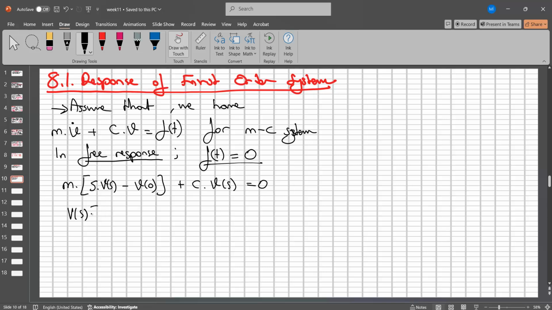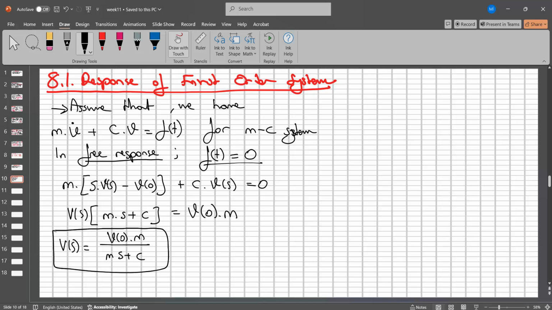And so the V(s) can be collected with m times s plus c, which equals v0 times m. It's coming from the first equation, right? And so after that we will reach V(s) equals v0 times m divided by m s plus c, right? This is the Laplace transformation form of this equation.